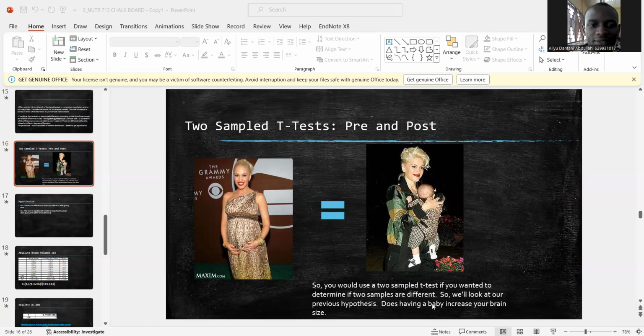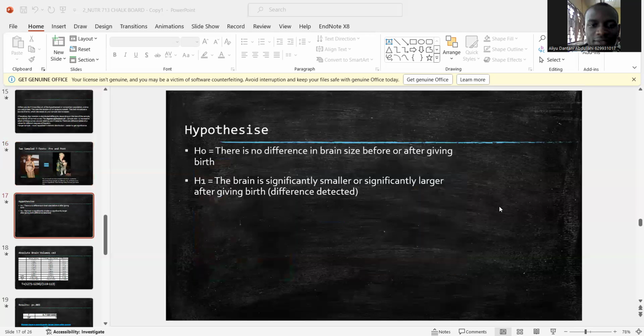And our hypothesis was, you would use two sample t-tests if you wanted to determine if two samples are different. So we'll look at our previous hypothesis. What was our previous hypothesis? Does having a baby increase your brain size, right? So then it means we'll have to get the data of this woman before she became pregnant and after she became pregnant and gave birth to a child, right? So this is the null hypothesis. The null hypothesis, of course, will assume that there's no significant difference between brain size before and after giving birth, while the alternative hypothesis will say the brain is significantly smaller or significantly larger after giving birth, right? Of course, if you remember that very well.